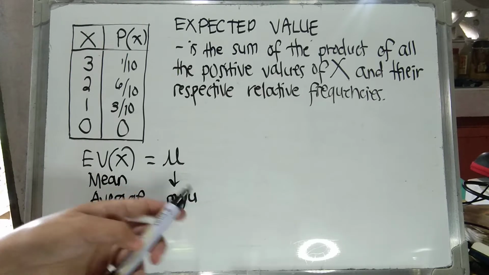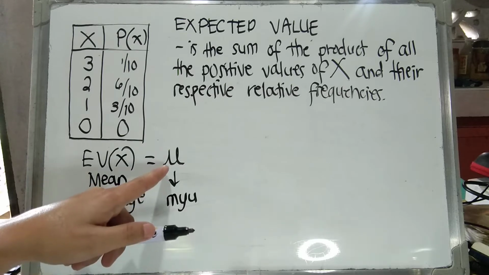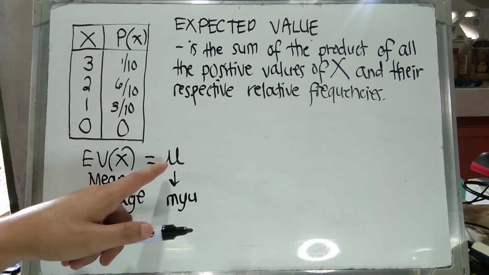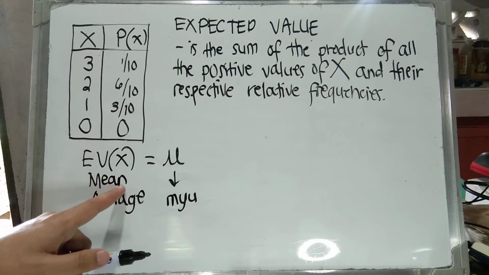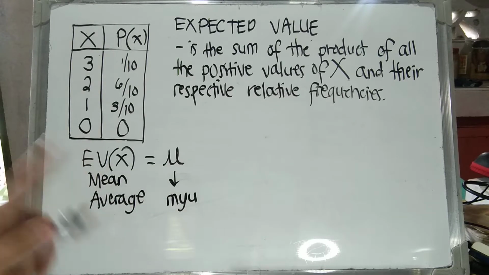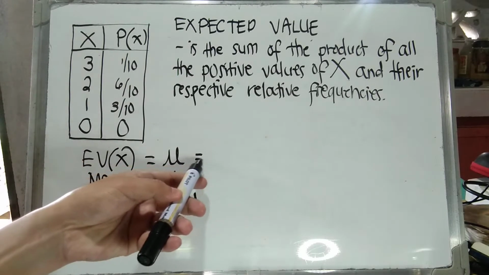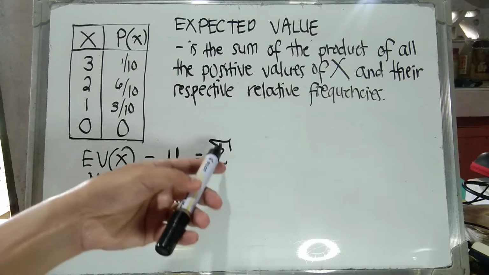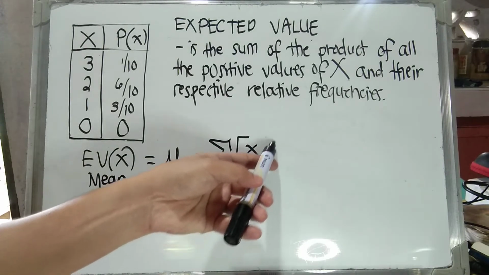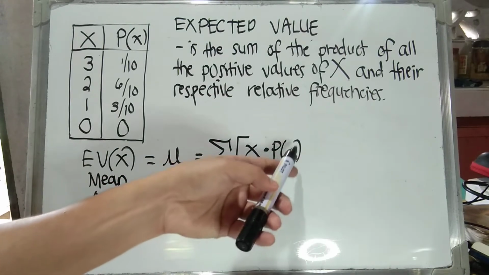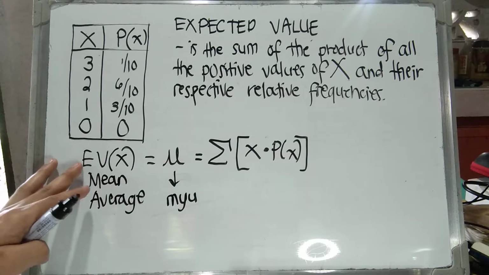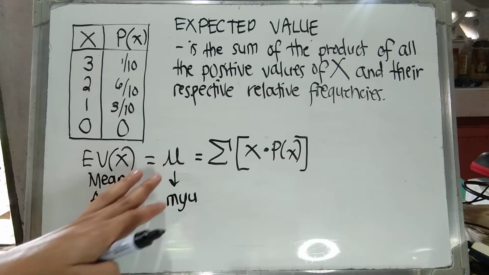This is a small Greek letter. So this is actually the symbol or notation for our mean, and since they are just equal, this could also be used as your expected value symbol or notation. And this is given by the formula summation of x times the p of x. This is the formula for our expected value, or the mu, or the mean.